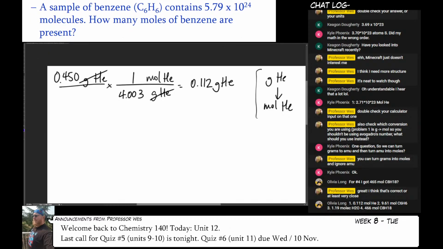All right, so for the second problem, I have a sample of molecules, and I want to know how many moles there are. So I could go molecules of benzene to moles of benzene. How do I do that? Well, since this is a count, I'm going to have to use Avogadro's number for this, right? So let's write down the number of molecules we have, which is this.